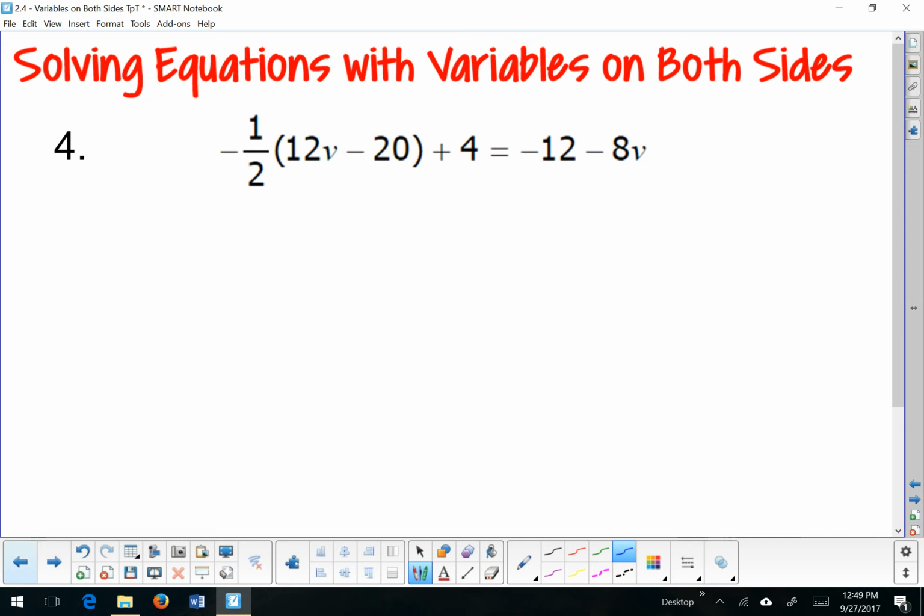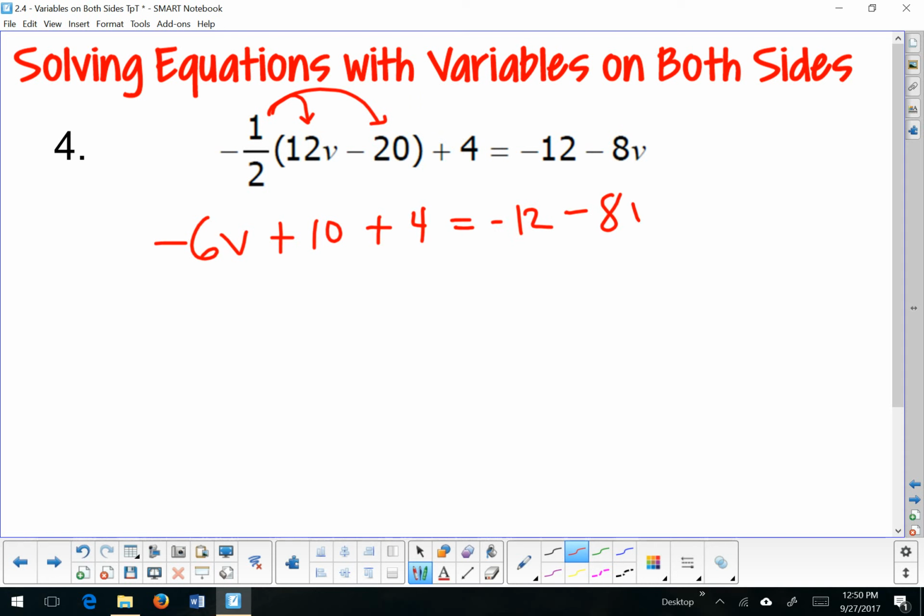All right, let's take a look at 2 more questions. In this question, we're going to introduce another property, which would be the distributive property of multiplication, in this case, over subtraction, because there's a subtraction sign in the problem. So we have negative 1/2 times 12v, which is negative 6v, and a negative 1/2 times 20, which is positive 10. The rest of the problem remains the same. As soon as you hit the closed parens, you stop distributing.